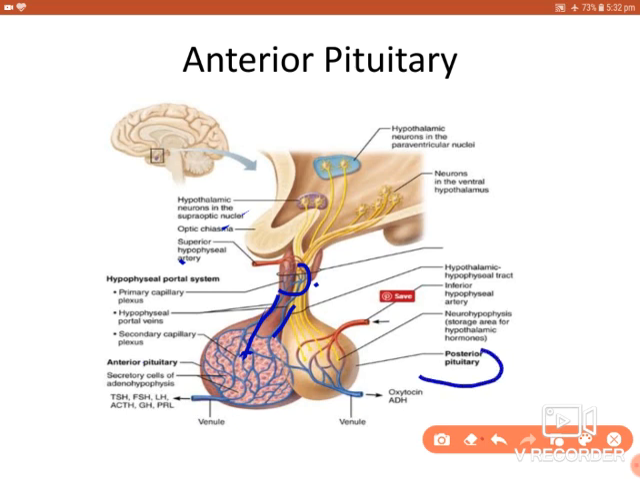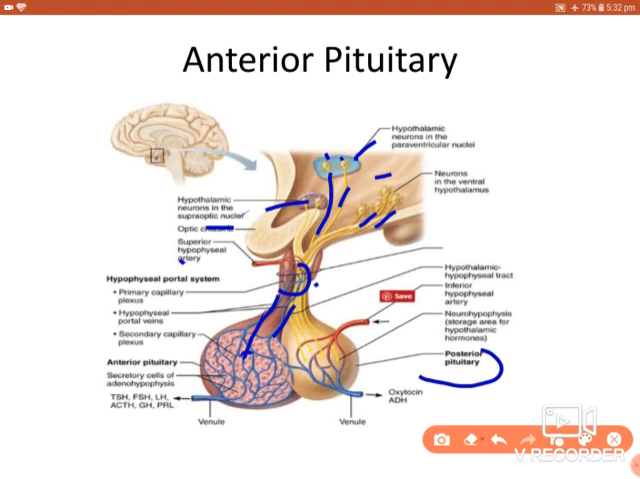You can see here in the nuclei of this hypothalamus the cell bodies of the neurons. This is the supraoptic, and this one is the paraventricular nuclei. These are the neurons, the cell bodies, and these are the axons from these neurons.